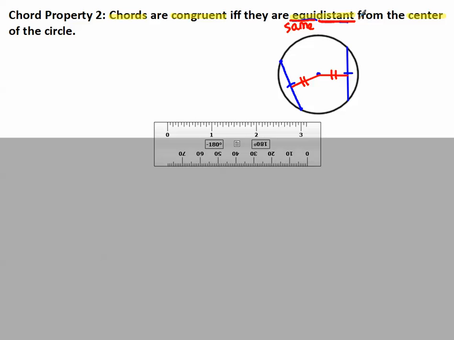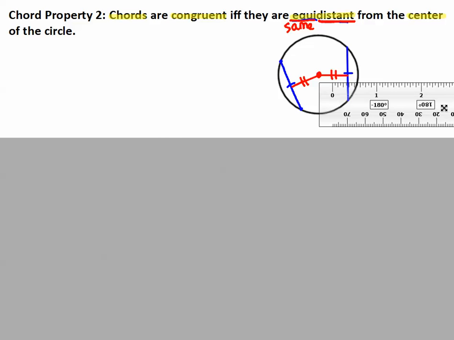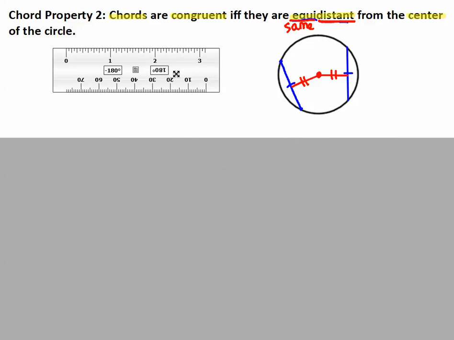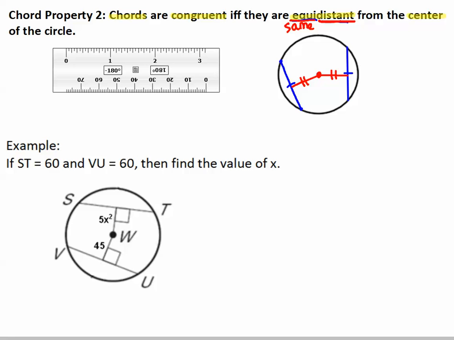Same distance. Notice the other thing that happened when I drew that segment to the chord, the segment that came from the center of the circle. Do you see it yet? I'm not going to point it out just yet. Maybe you'll think of it by the time we get to chord property number 3. Let's take a look at an example that uses this property.